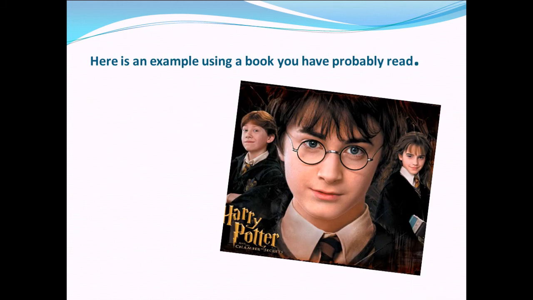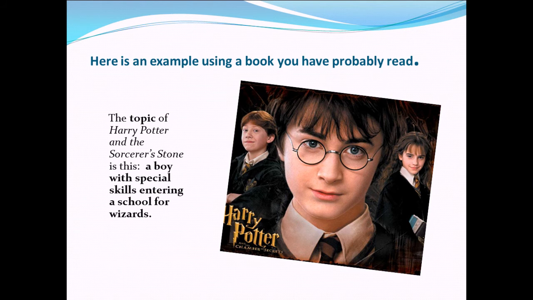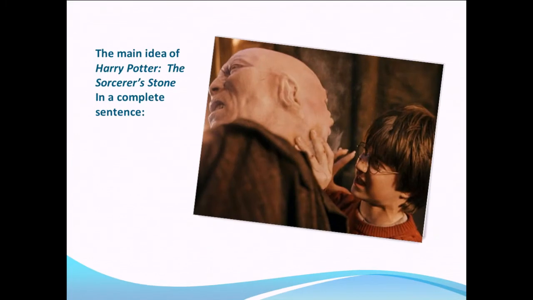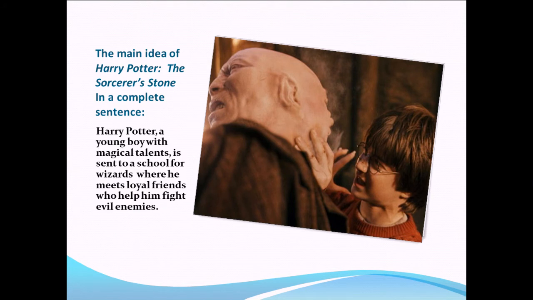Here is an example using a book you have probably read. The topic of Harry Potter and the Sorcerer's Stone is this: a boy with special skills entering a school for wizards. The main idea of Harry Potter and the Sorcerer's Stone, in a complete sentence: Harry Potter, a young boy with magical talents, is sent to a school for wizards where he meets loyal friends who help him fight evil enemies.